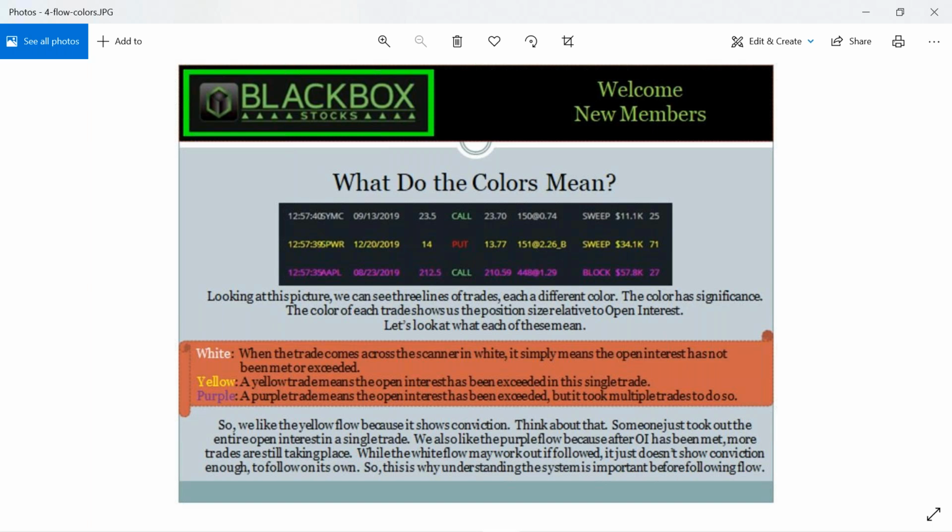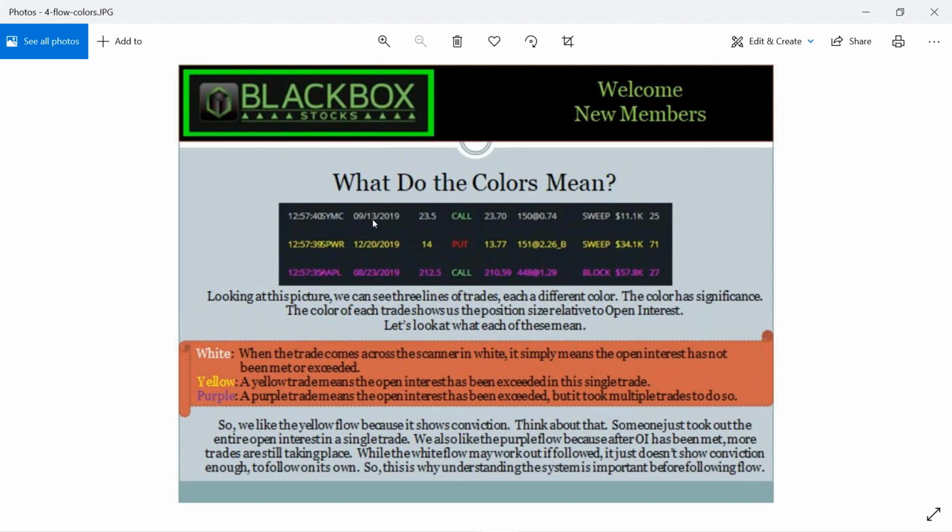So this piece is telling me where in relation to open interest the volume for this day has been. So when you see flow that's white like this one, SYMC at the top here, it's white. So what is that telling me? That's telling me the volume on this contract, the day I took the screenshot, has not exceeded the open interest.